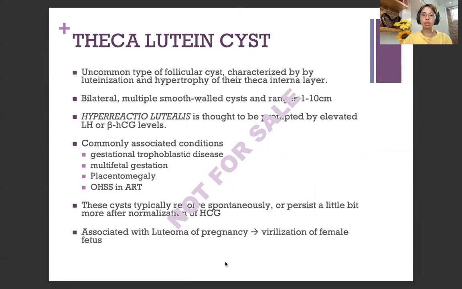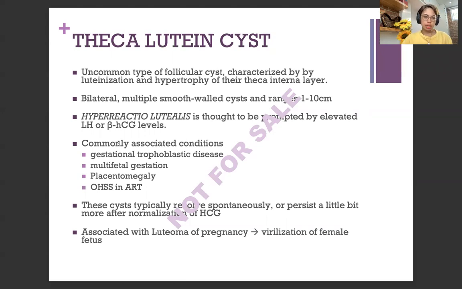Theca lutein cysts, these are uncommon type of follicular cysts characterized by luteinization and hypertrophy of theca interna layer. These are bilateral, multiple, smooth-walled cysts and range from 1 to 10 cm. Remember the hyperreactio luteinalis, the huge bilateral ovarian new growth, theca lutein cyst in elevated LH or beta HCG level in our first topic, the GTD. Okay, what GTD or molar pregnancy? The complete molar pregnancy, complete H-mole.